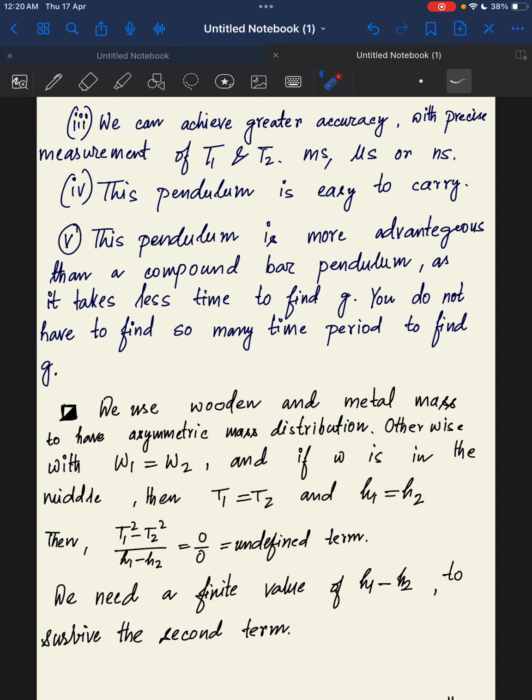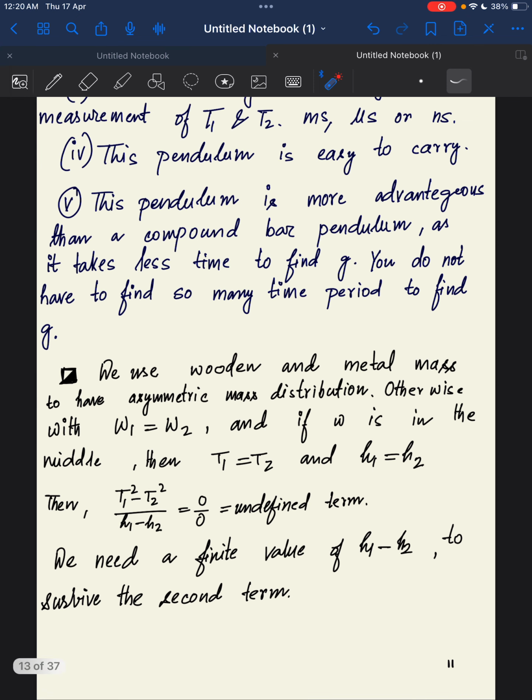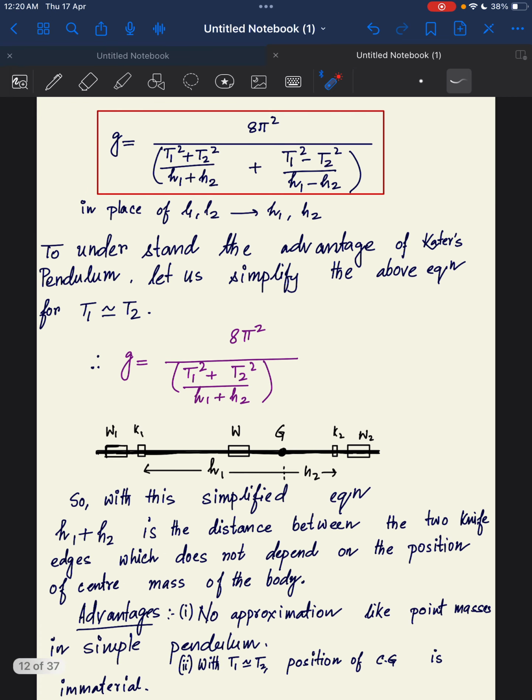Now a question can arise: why do we use a wooden block and a metal mass in a Kater's pendulum? Why are the masses unequal? That is the question. This is because we need an asymmetric mass distribution. Otherwise, if the masses are equal, that is the weights W1 and W2 are equal, and the weight W is exactly in the middle, then your center of gravity G will exactly lie at the center. In that case, your H1 is equal to H2.